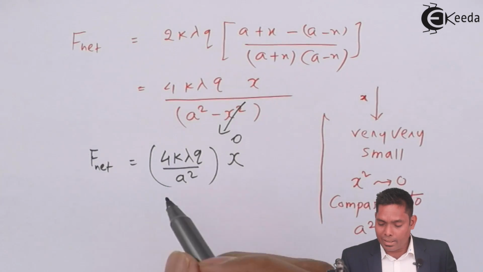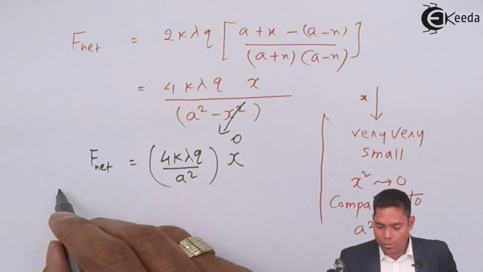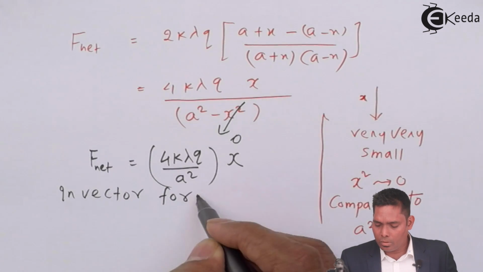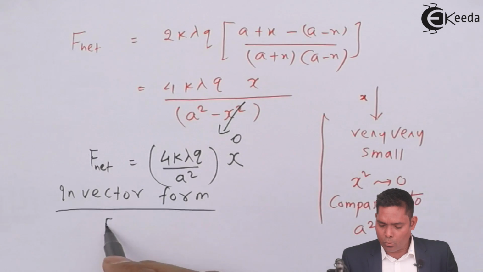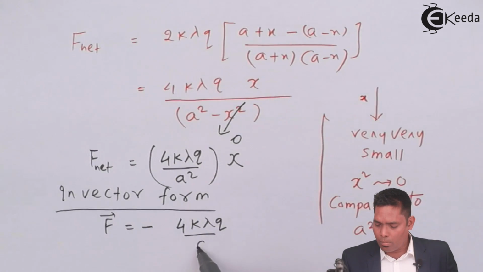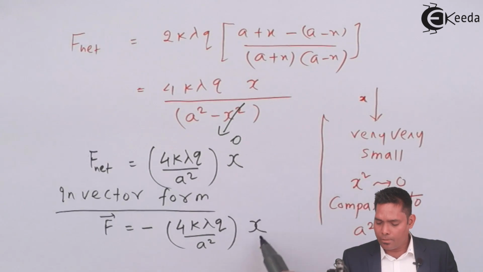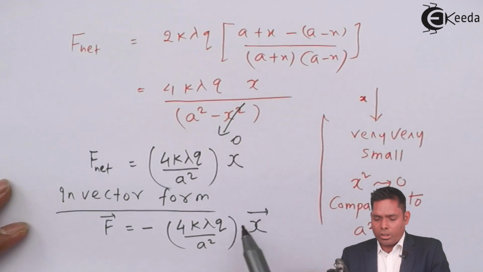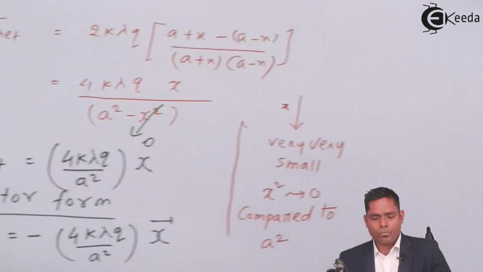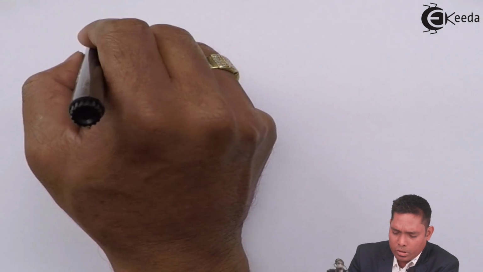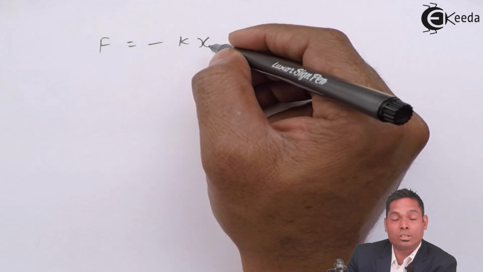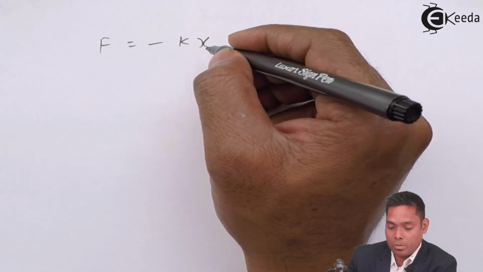So we know that in vector form, if you want to write it, this net force is minus 4kλq by a square into x. So this is F is minus kx form. Any particle which follows this equation, F is equal to minus kx in vector form, is said to execute simple harmonic motion.